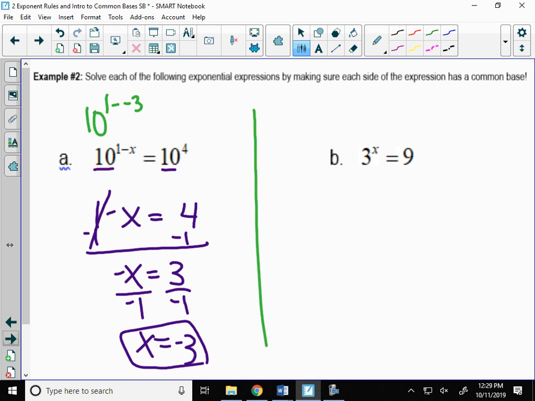Okay, so let's try one. B, do I have the same base? No, but is there a way to manipulate the 9, I'll tell you why later, to make it so it has a base of 3? Not taking the square root. How can I rewrite 9 so it has a base of 3? That's 3 to the 2nd. So we are creating an equation so that we have common bases. This is called solving by common bases. Is that okay for now? So now that the bases are the same, what's true about the exponents? They're the same. And you're done.